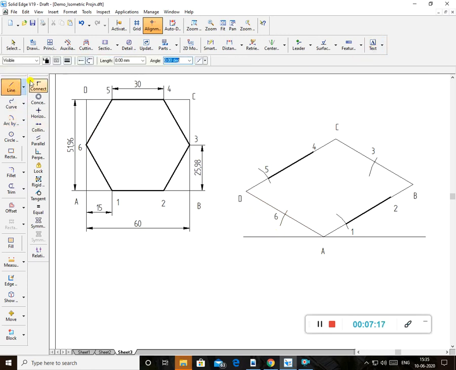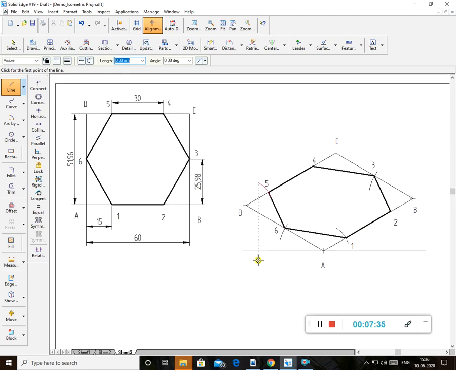Now you join by thick lines. From 1 to 2 is drawn, then 3 to 4, then 5 to 4 already drawn, and 5 to 6 at the midpoint. This is the isometric hexagon. In the same way you can construct it vertically also. This is the way you have to transfer to isometric.